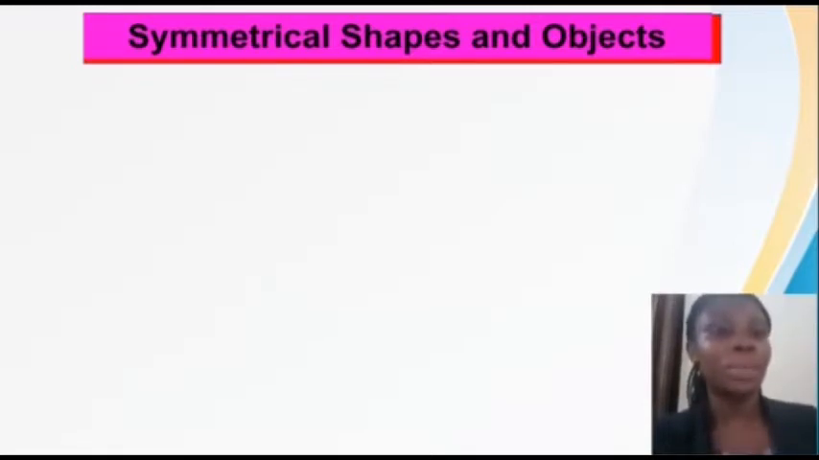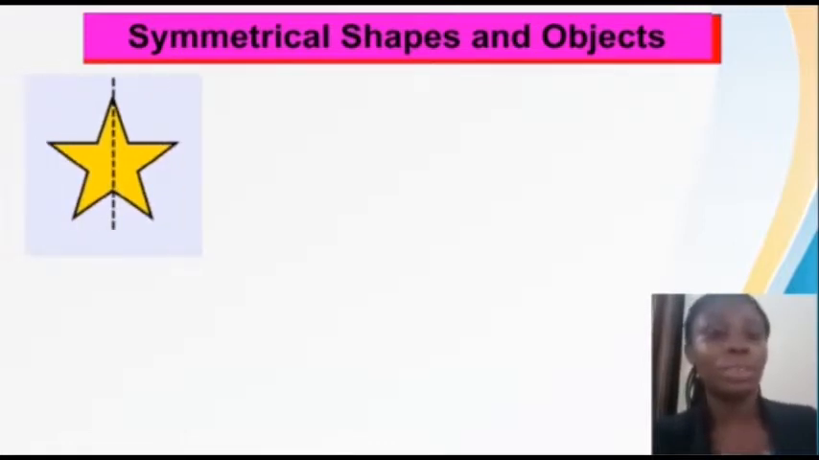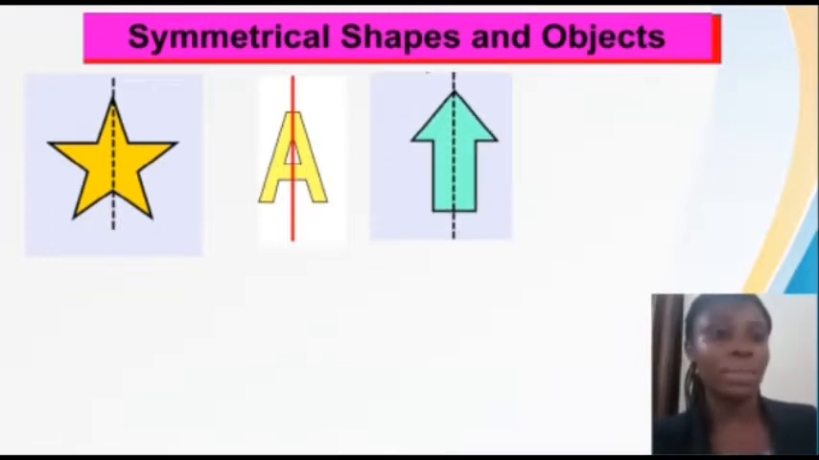Symmetrical shapes and objects. That is, shapes and objects that are symmetrical or that have lines of symmetry. We have a star. You can see the line of symmetry cutting it into two, and the two halves are the same. So a star is symmetrical. Letter A is also symmetrical. You can see the red line cutting it into two, and we have two equal halves.